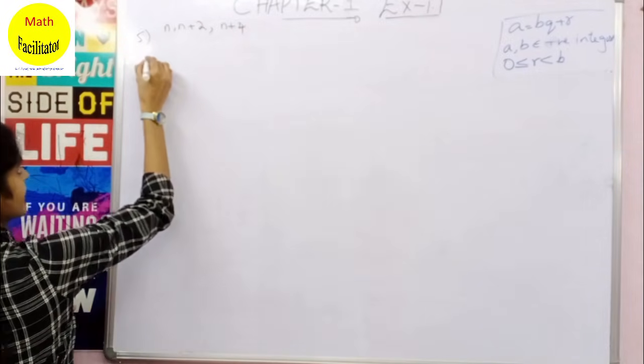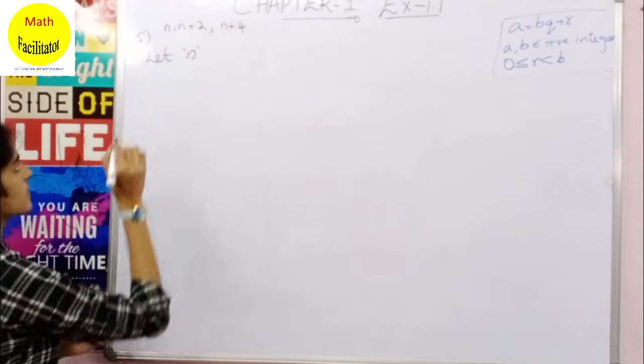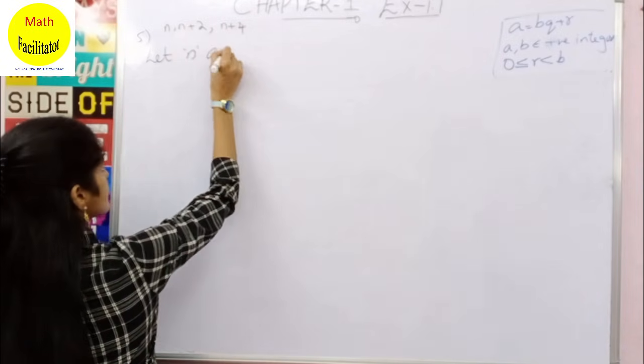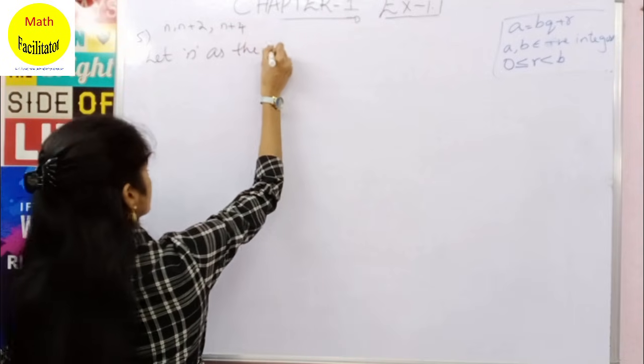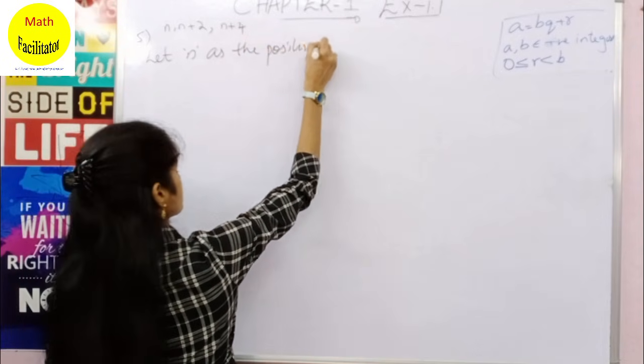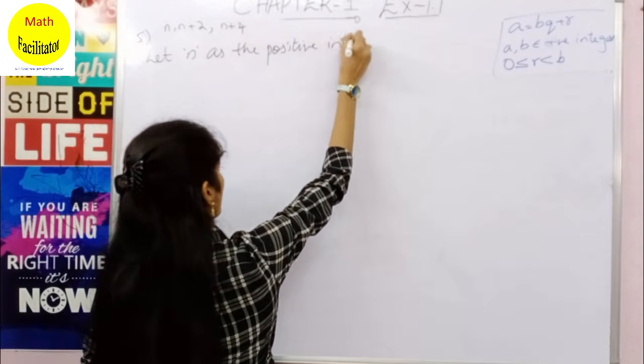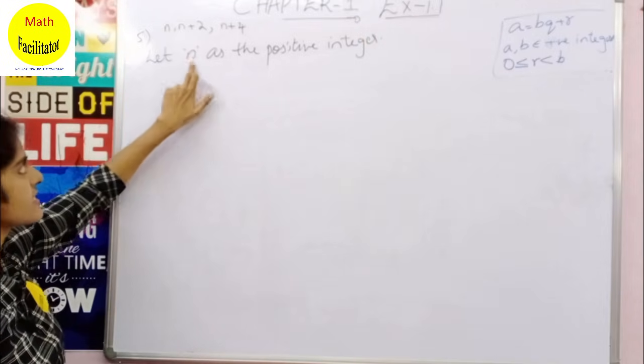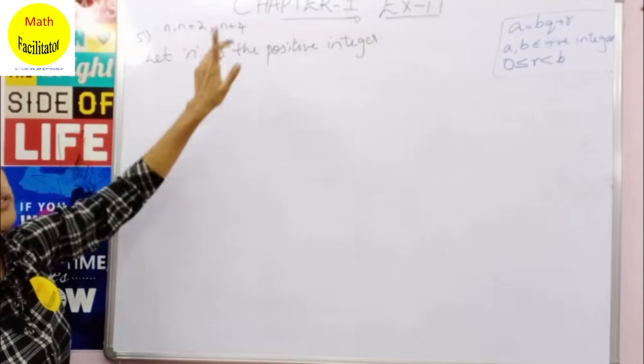So here let us take n as any positive integer. Why? Because the question is given in terms of n. In the previous problem we took a, and I told you already you can take any variable. So I'll take n, since in the question it is given in terms of n.